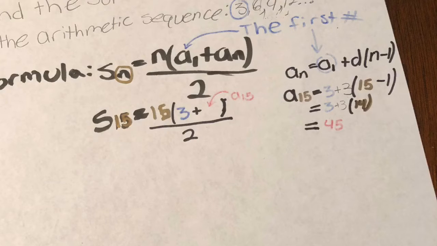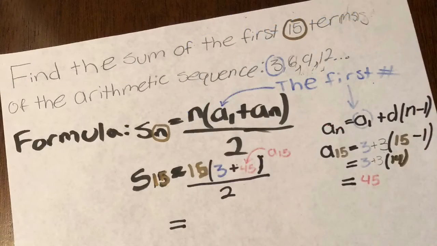Then for D, you have to find how much each term is getting added by. As you can see, it's getting added by 3, so you put that in for D. And then from there, you just do the math, and you get 45. After that, you plug in 45, and then you add 3 plus 45, which is going to give you 48. Then you multiply that by 15, then divide it by 2, and then your final answer is going to be 360.